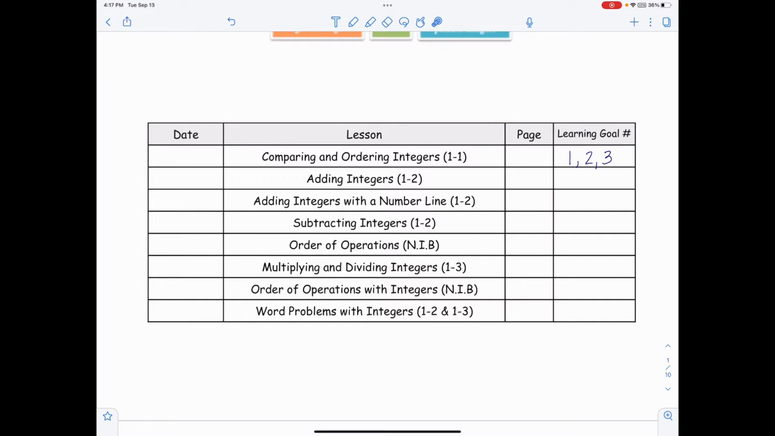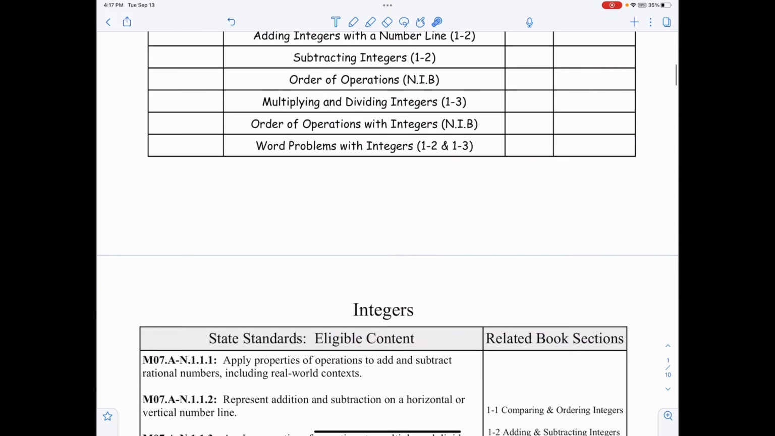So basically in this unit, we're going to be comparing and ordering integers, adding integers with a number line, subtracting, doing order of operations. NIB means not in the book, whereas this is where the particular skill is in the book. Multiplying and dividing integers, order of operations, like PEMDAS, with integers, and word problems with integers.